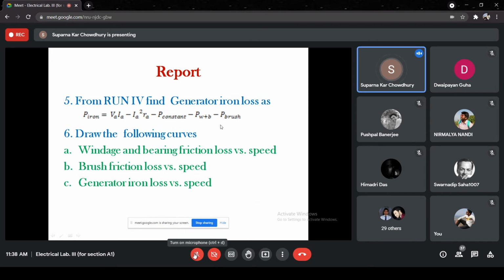Now all these curves have to be drawn. These curves are all increasing, that is, the losses are increasing with speed. We have to plot them against the speed. So losses are increasing with speed, but the windage and bearing friction loss is not perfectly linear. Windage and bearing friction loss is approximately proportional to the square of the speed.